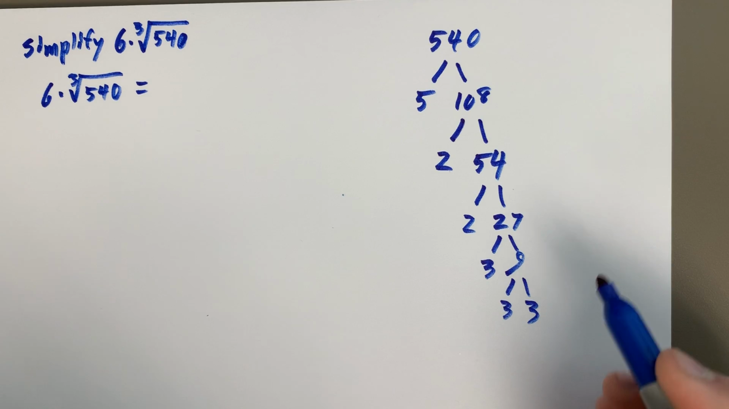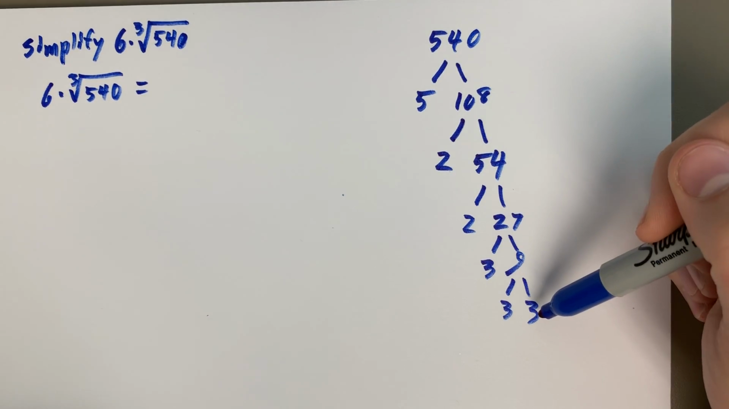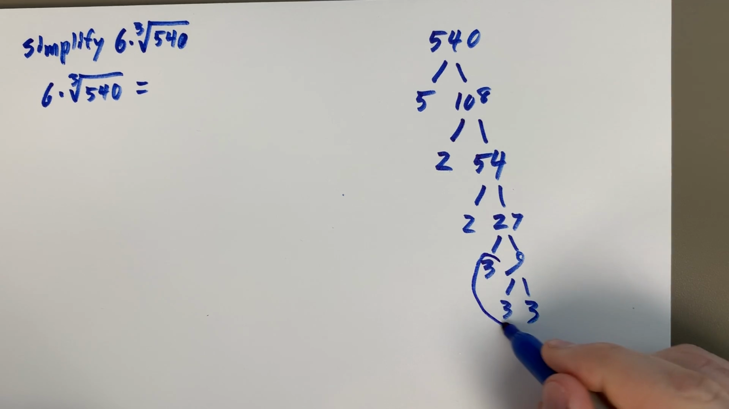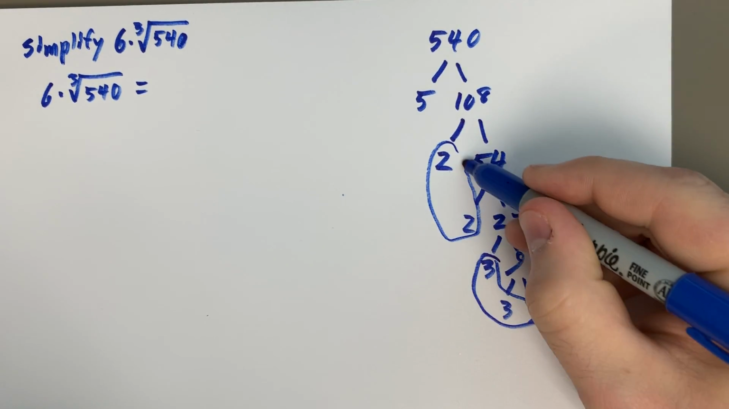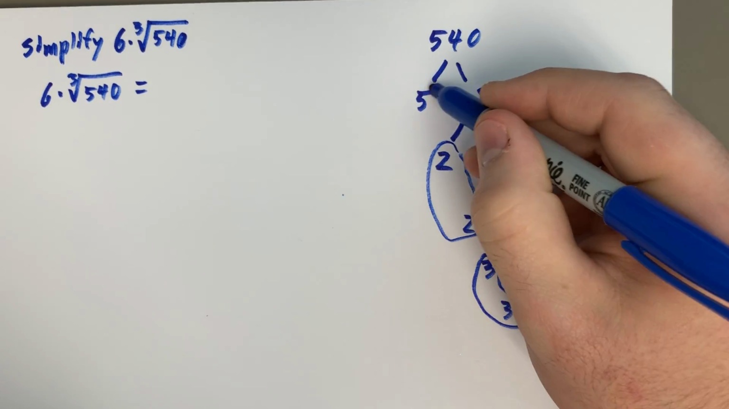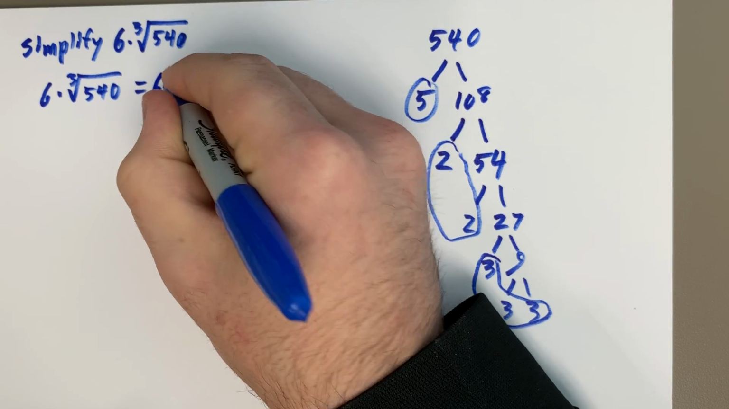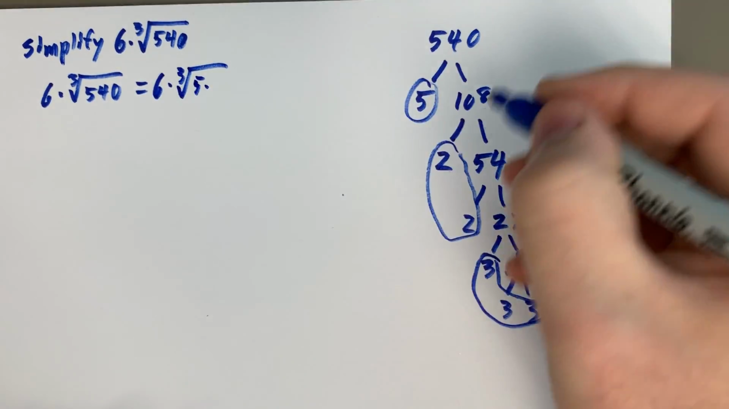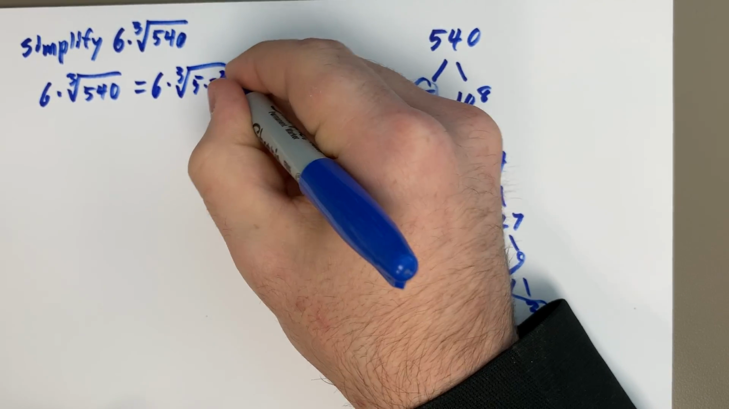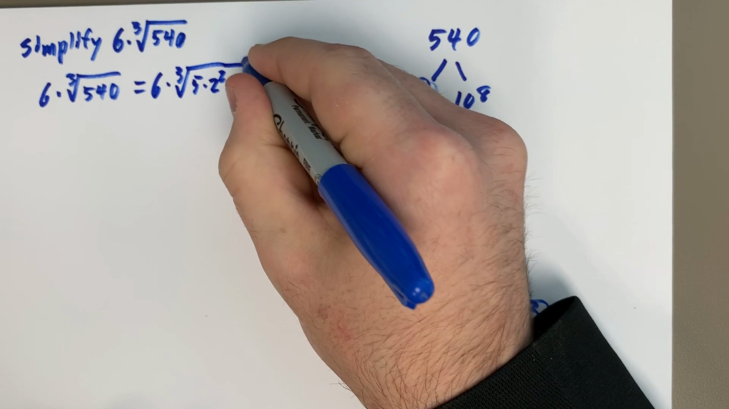So it appears that we have a group of 2 2s, and we have a group of 3 3s, and that's fantastic because we're dealing with a cube root here in the problem. So we're not going to be able to break down too much regarding these 2s or with this 5 factor. But if I were to rewrite this, this gives me 6 times cube root of 5, just rewriting my factors in groups, times 2 squared, times 3 to the third.